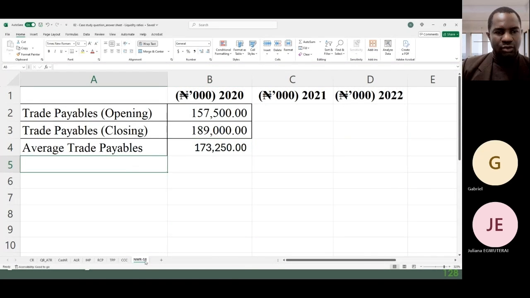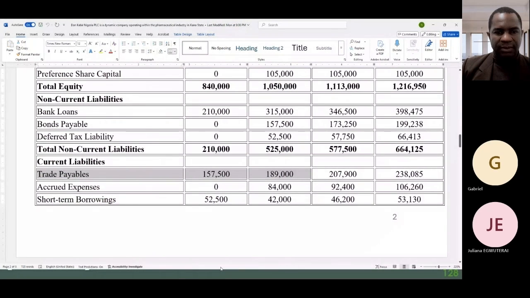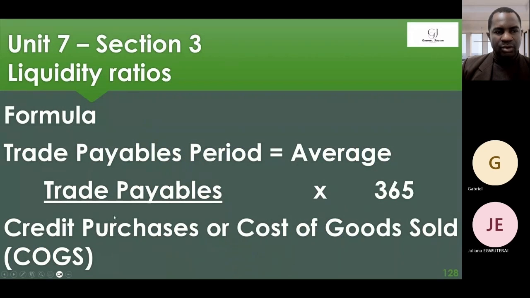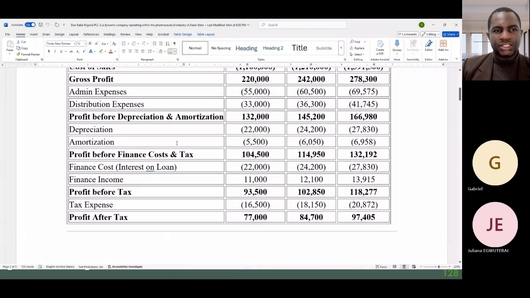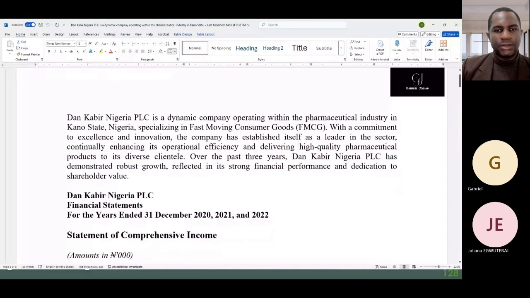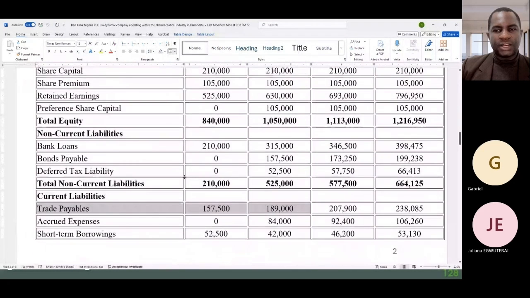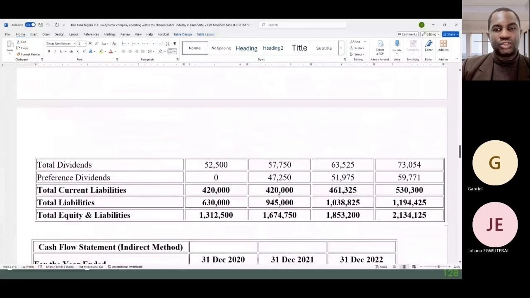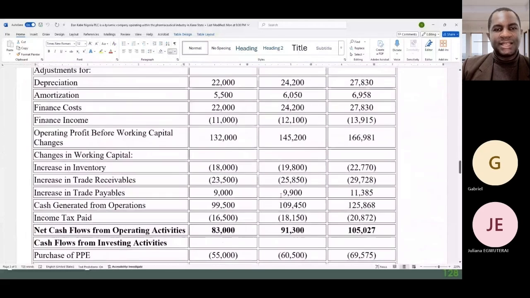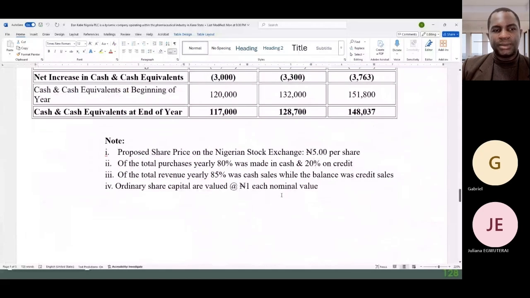Okay, so let's go back and pick our figure. According to the formula, what does this state? So we go for credit purchases. Yes, cost of goods or credit purchases. So make sure you read the financial statements very fully. Take notes of the notes. One thing you need to take note about financial statements is to make sure you read the notes. The notes hold hidden information if it's provided in the financial statement.